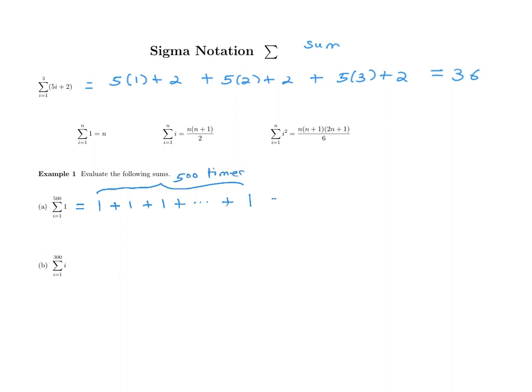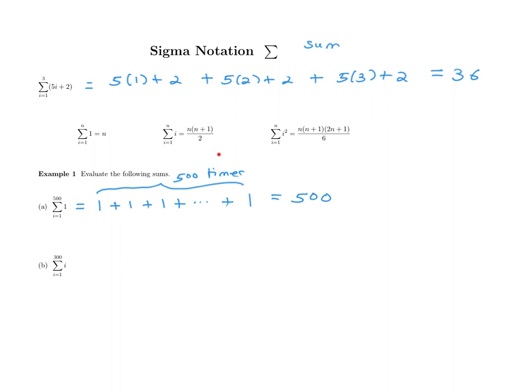And what should this sum equal? Probably no surprise that it's equal to 500. In fact, the answer will be whatever number is up here. And that's exactly what this formula says. If you start at 1 and you're just adding the number 1, you'll get n, the value that you put at the top.